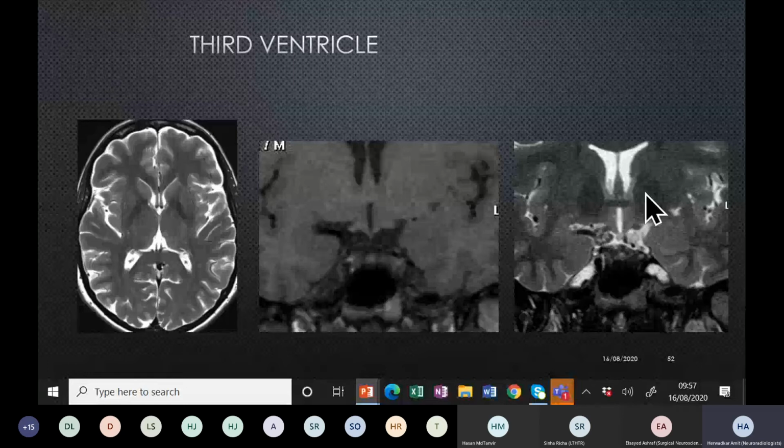These are the coronal sequences. Just to look at the anatomy over here, these are the lateral ventricles, and this is the thin slit-like third ventricle, with either side being represented by the thalami and inferiorly by the hypothalamus over here.